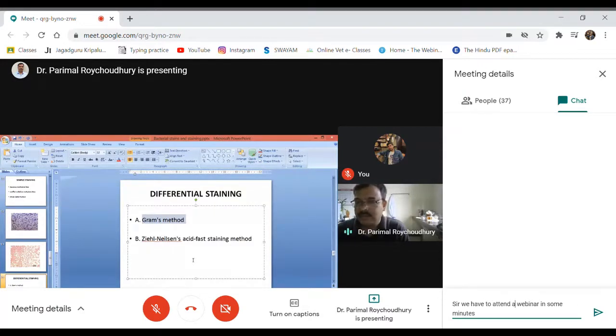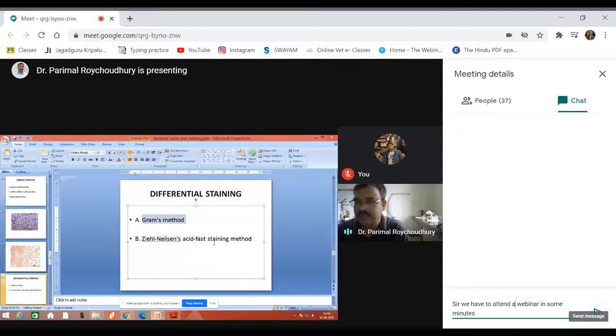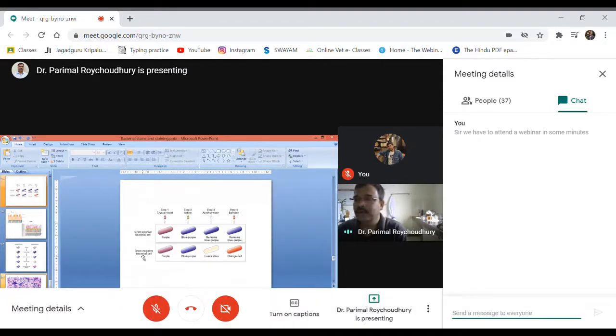That's about the gram staining method. Similarly, Ziehl Neelsen acid-fast staining is for acid-fast bacteria. Today only we'll be giving emphasis on the gram method. Let us just see. This gram staining is performed in 4 very simple staining steps.